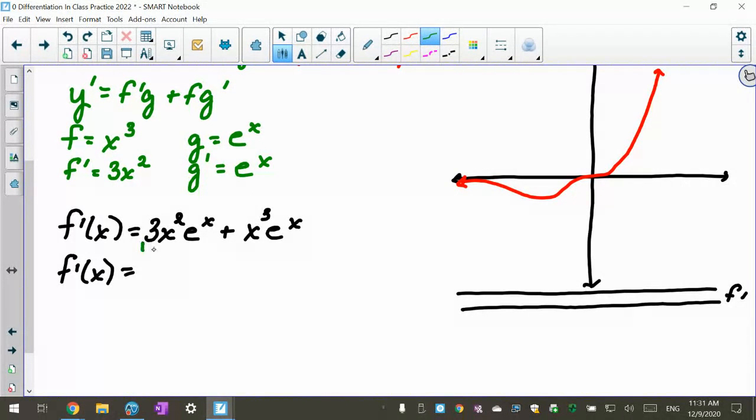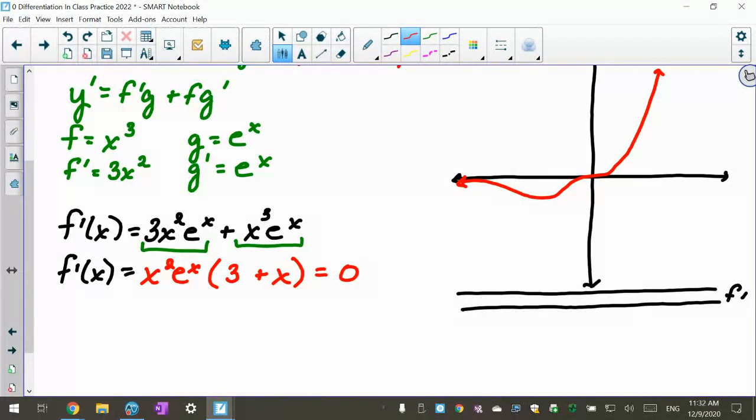I have a term here and a term here. What do they have in common? Well, I see the e to the x I can take out, and I can take out an x squared. So I have an x squared and an e to the x I can factor out. What's left is just a 3 plus an x. Now I'm going to put this equal to 0, because this shows you the turning points, or our critical points, which we'll learn later this year.